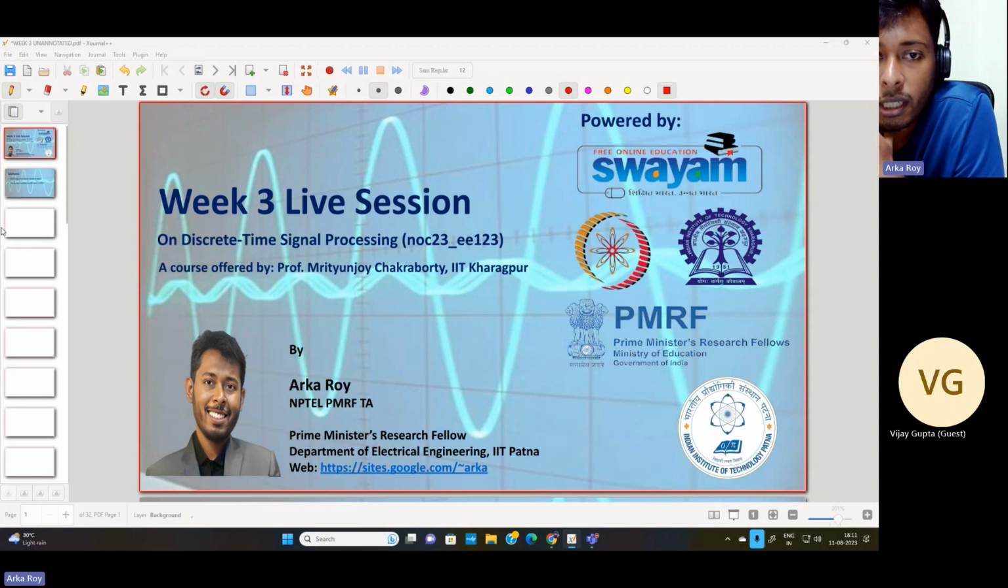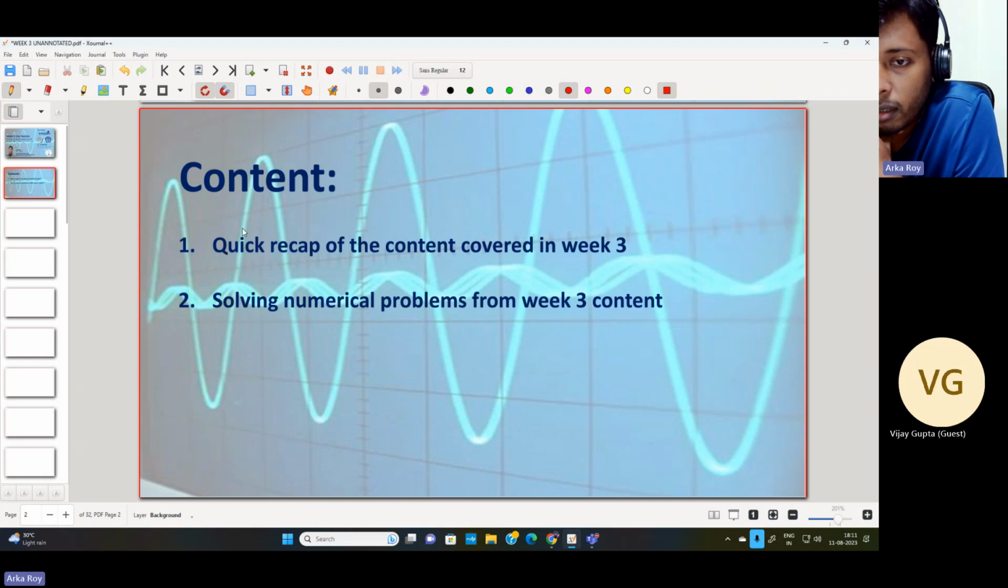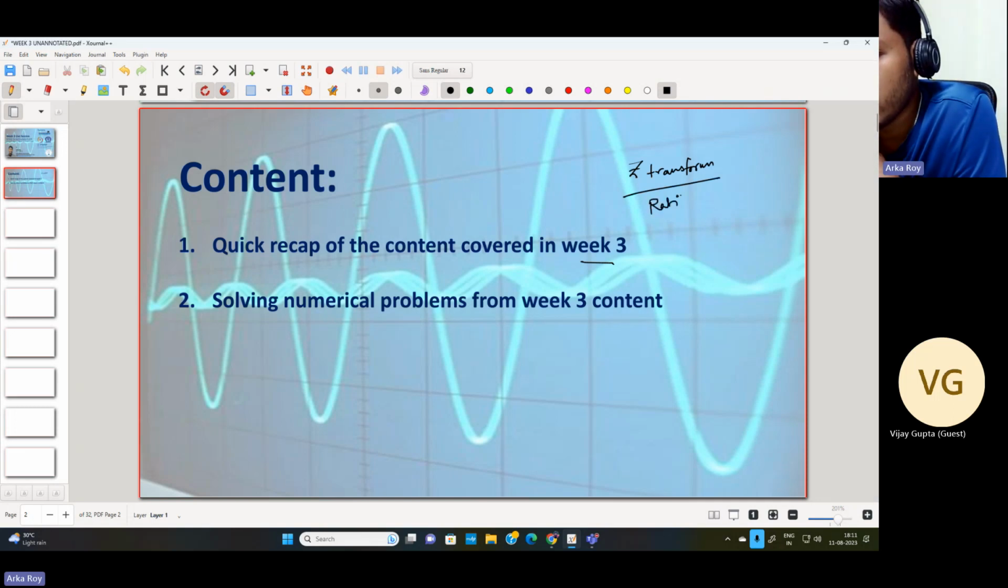So let's move to the content of today's presentation. First we'll look around the contents that are basically covered in week 3. And after recapping the contents of week 3, we'll solve the numerical problems which are related to the week 3 quiz. So in week 3, the main theme is basically the Z transform and the rational systems.